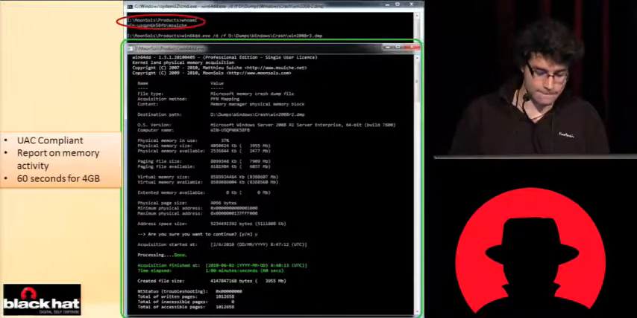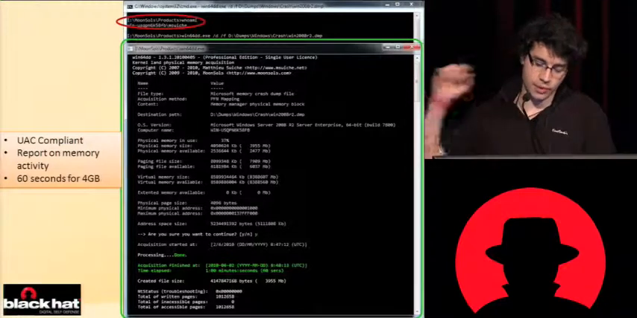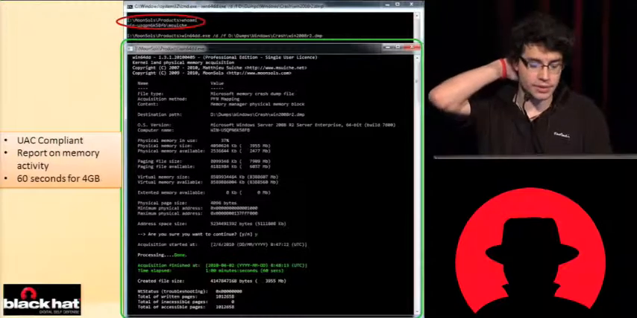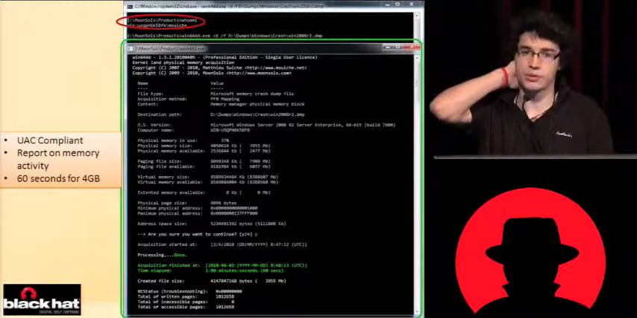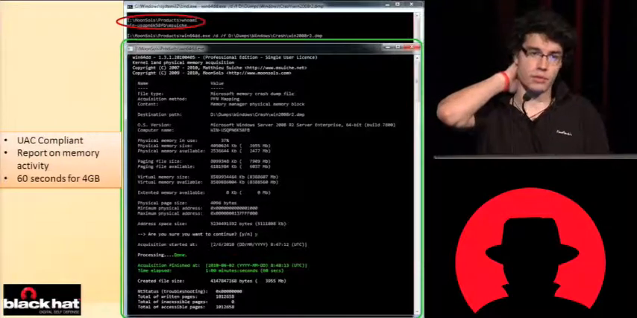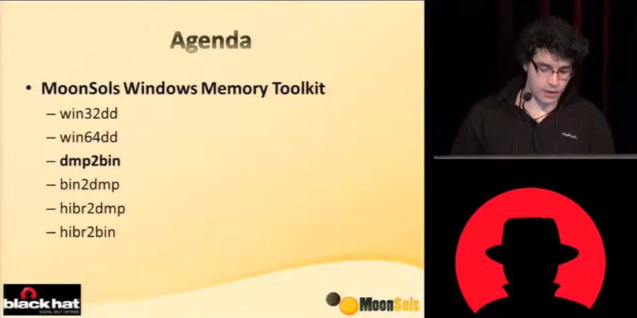Yeah, so you can also use it locally, of course. You have the same information I said before regarding the memory statistics. So it's pretty much the same thing, except you are acquiring your memory dump on your local hard drive or USB stick.